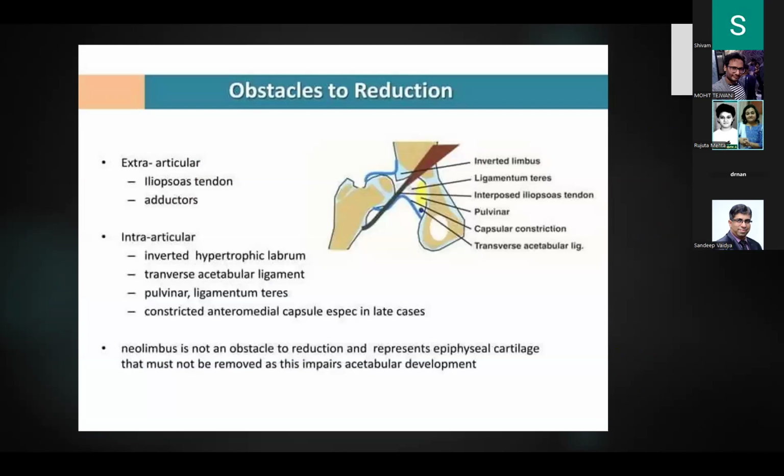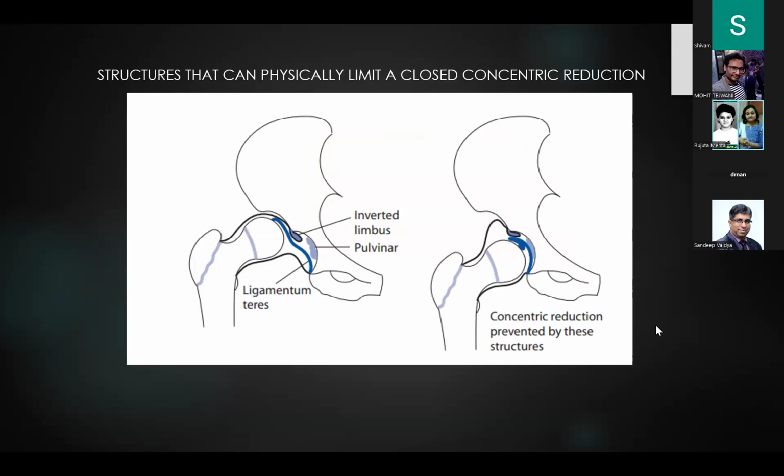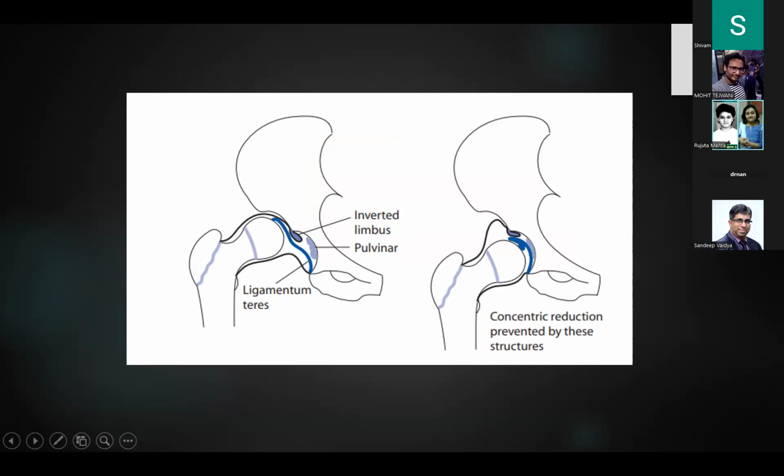So the probable obstacles that can occur to a closed reduction are extra-articular obstruction because of the iliopsoas tendon or the adductors, and intra-articular factors like the inverted hypertrophic labrum, the transverse acetabular ligament, the pulvinar, the ligamentum teres, and the constricted anteromedial capsule, especially in late presenting cases. So the neolimbus is not an obstacle to reduction and represents the epiphyseal cartilage of the acetabulum. It should not be removed as it impairs further acetabular development. So this is again an overview of the structures that can limit a closed reduction in DDH.